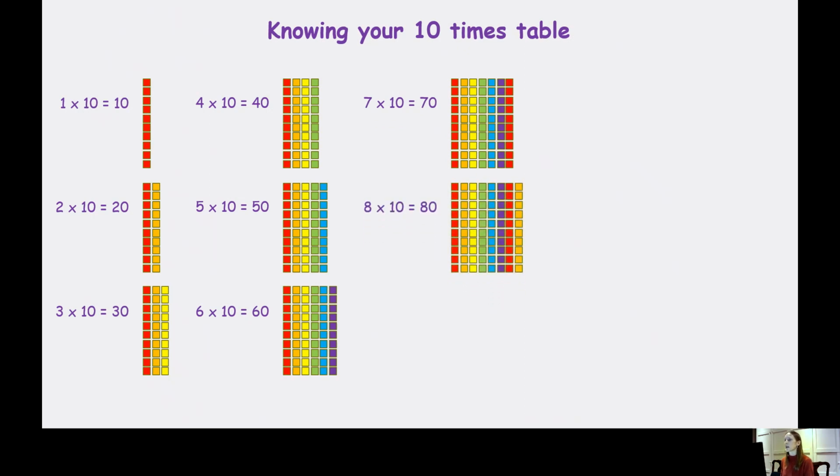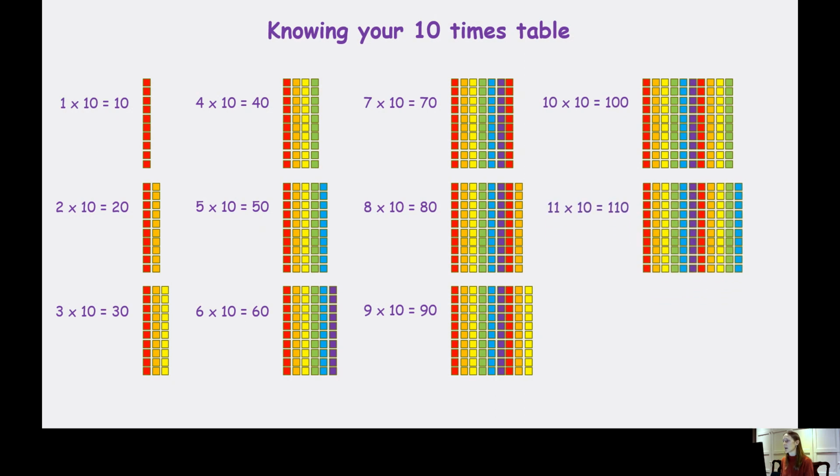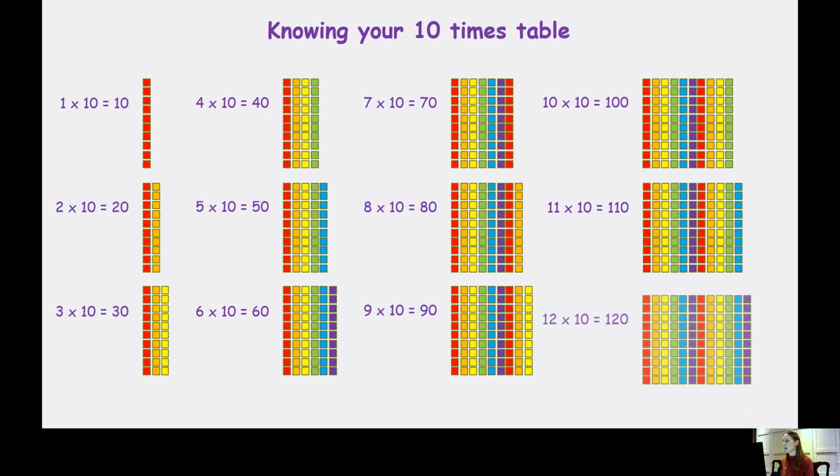8 times 10, 8 lots of 10, which makes 80. 9 lots of 10, making 90. 10 lots of 10, making 100. 11 lots of 10 making 110, and 12 lots of 10 making 120.